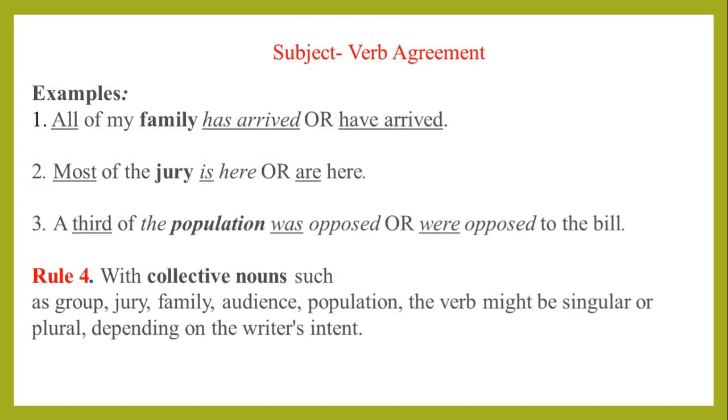In the fourth rule, all of my family has arrived or have arrived. In the second example, most of the jury is here or are here. In the third example, a third of the population was opposed or were opposed to the bill. So when we use collective nouns such as group, jury, family, audience, population, the verb might be singular or plural depending on the writer's intent. That means if the collective noun is used as members, we use a plural verb, and if it is used as a group, we use a singular verb.